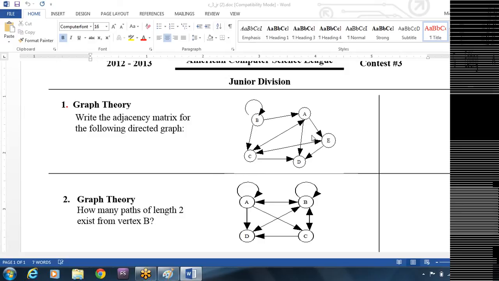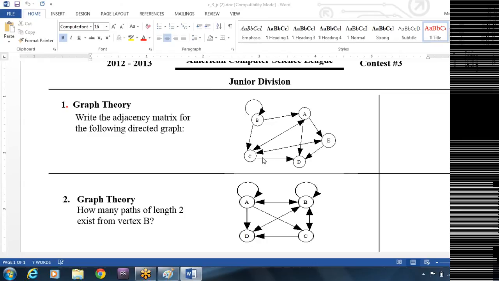Alright, the first problem here says graph theory: write the adjacency matrix for the following directed graph. Whenever it says directed graph, it just means there will be arrows. When you see a one-sided arrow, that means B is connected to A, and if you see a two-sided arrow, that means both are connected to each other. So A is connected to C and C is connected to A. And what is this circular arrow? The circular arrow means it is connected to itself.